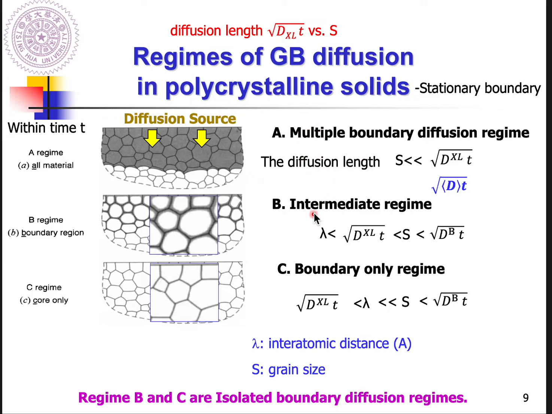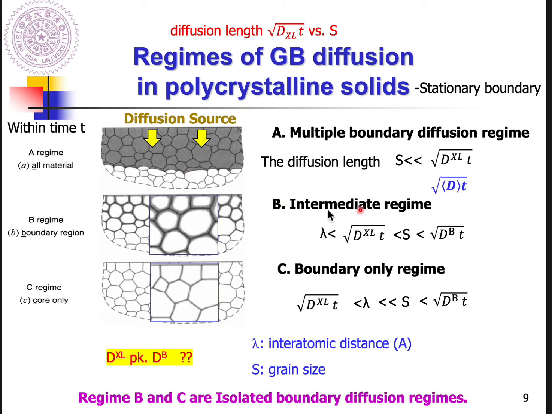But how do we classify these three different diffusion regimes? We compare D_L and D_B, the diffusivity in the grain versus the diffusivity in the grain boundary. For example, for regime A, the multiple boundary diffusion regime, you can observe the diffusion length, square root of D_L t, is much larger than S, where S is the size of a grain. So the diffusion length is much larger than one grain size, because the diffusion happens across several grains.